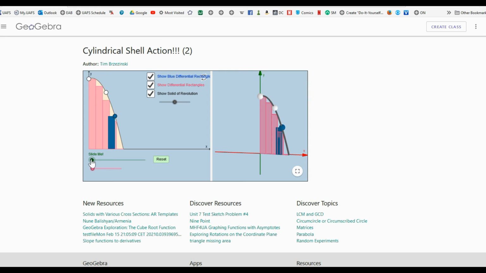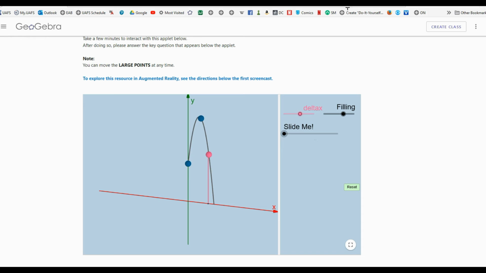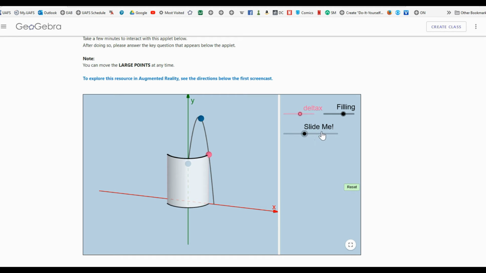Here's another version of this where we slide around. That's showing some of the different ones there. Let's see what this one does. So again, there's another one where we're revolving around to get one particular shape.